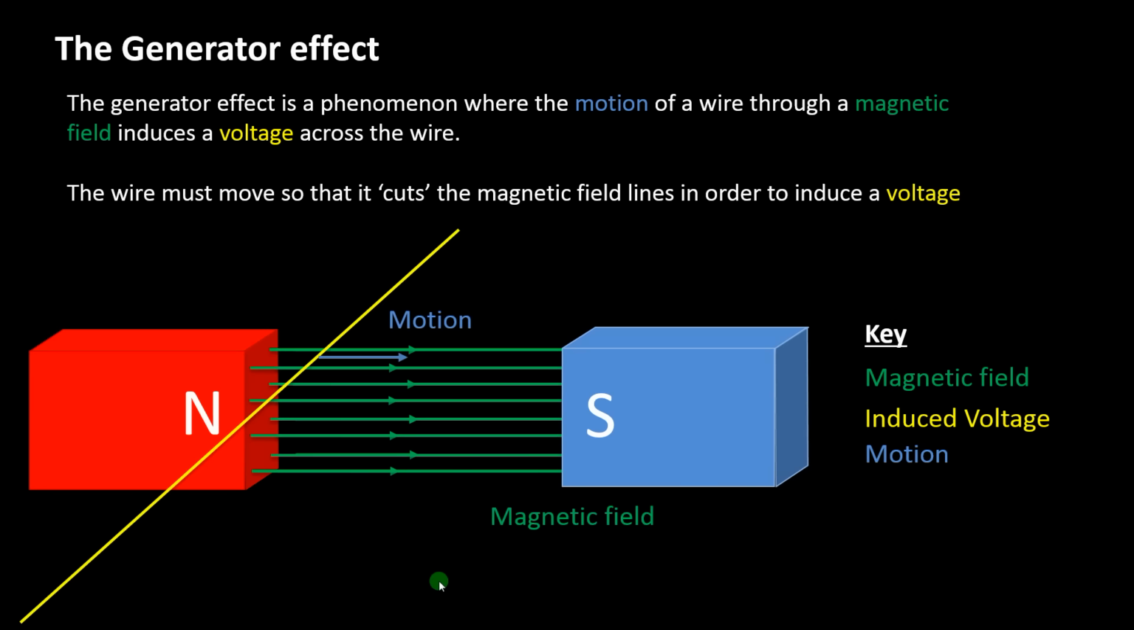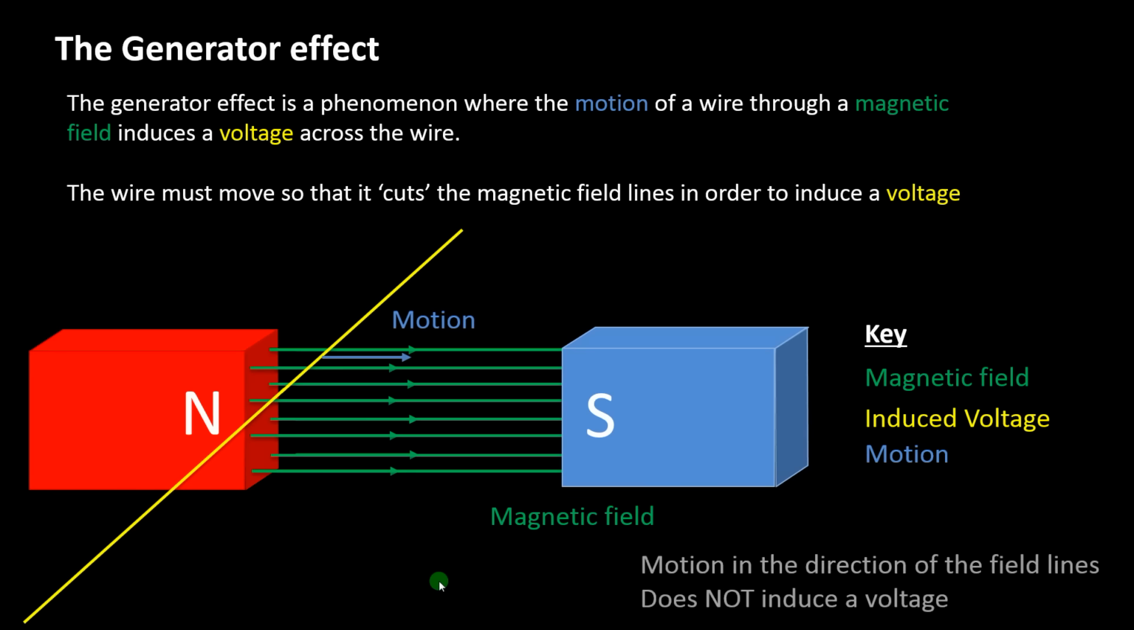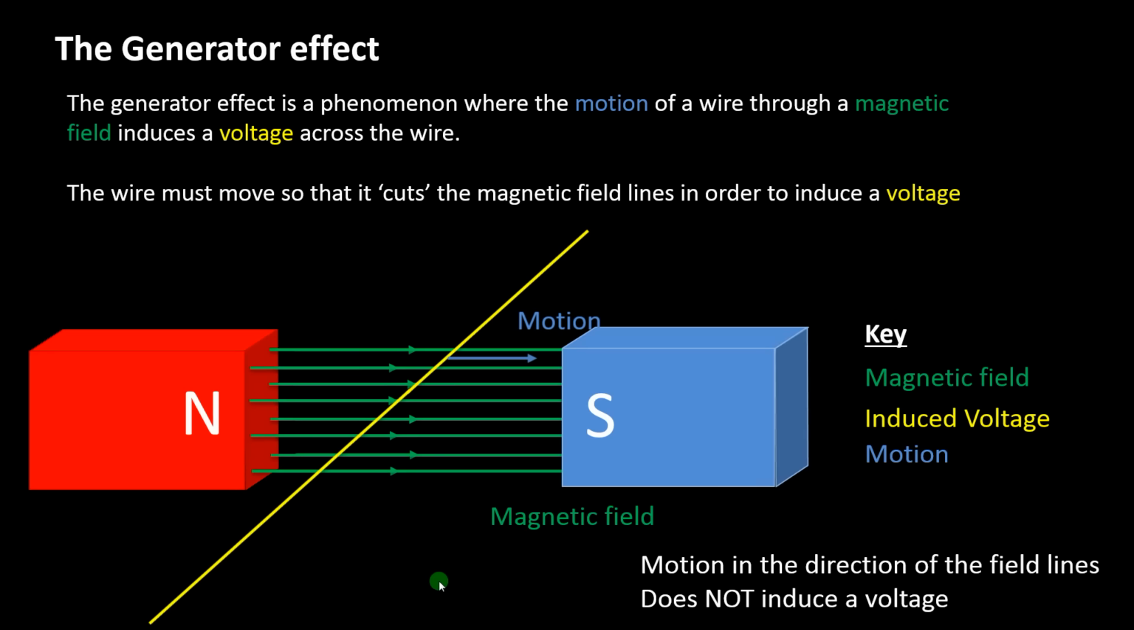The second way to think about it, of course, is the fact that because we have to cut through the field lines, if we look at this wire here, we're now moving it along the field lines. Because it's not cutting through any, it won't induce any voltage. So the motion shown here with the wire moving along the field lines does not induce a voltage in the wire because we're not cutting through the field lines.